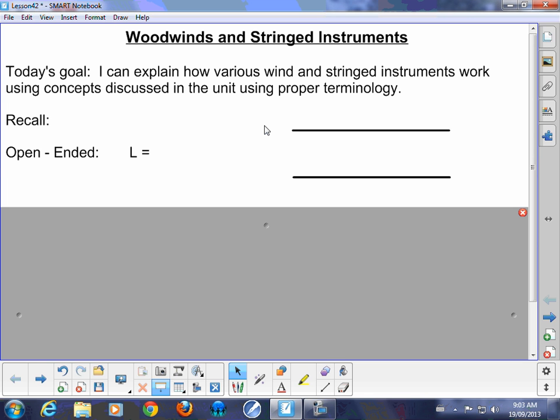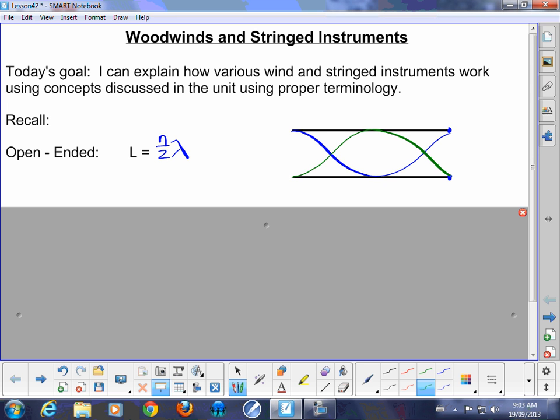So just a quick recall from the previous lesson. We talked about the formula for an open-ended air column, and we have n over 2 lambda. And we said that the nodal points have to either be here or here when it comes to an open-ended column. So you're going to have either a wave that looks like that. So that's our fundamental wave right there. Or it could be reflected in terms of oscillation. So it could be there as well. So there is our open-ended air column.